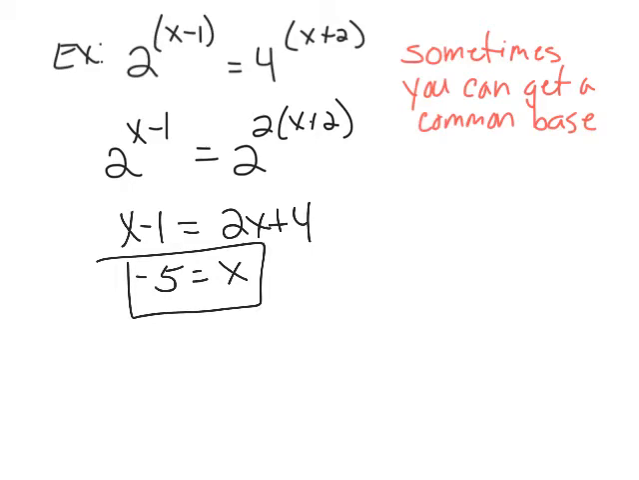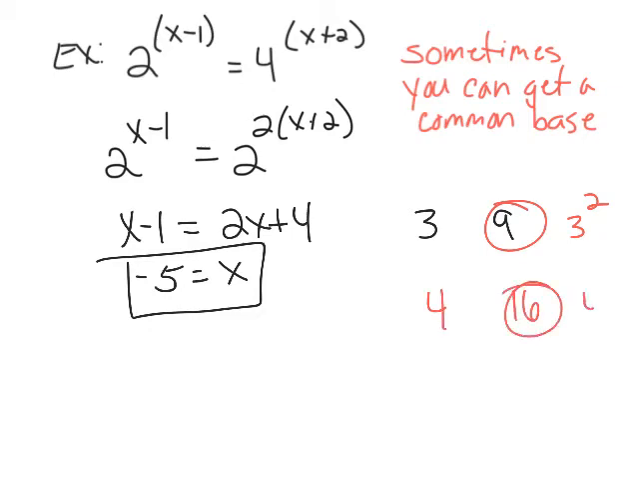So when you can write things in terms of a common base, that will work. But you have to be careful. If you have a 3 and a 9, you could rewrite the 9, right? Because that's 3 squared. If you have a 4 and a 16, well, this guy would be 4 squared. But be careful, if you have a 2 and a 6, you can't do it. You cannot rewrite those. So only when you have multiples of one another can you do that.